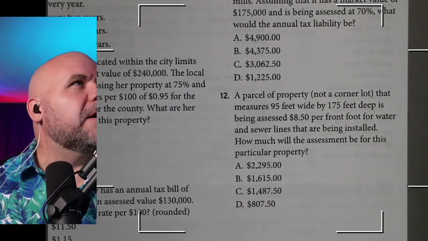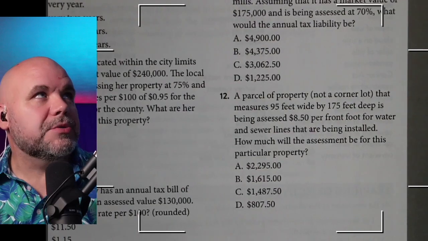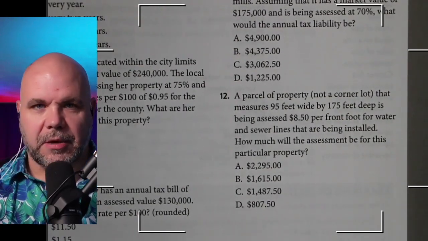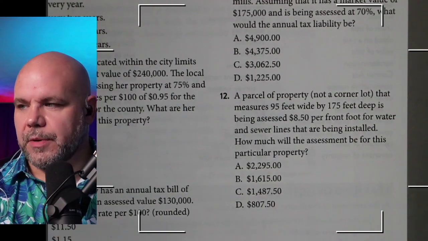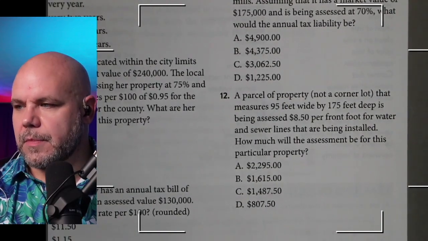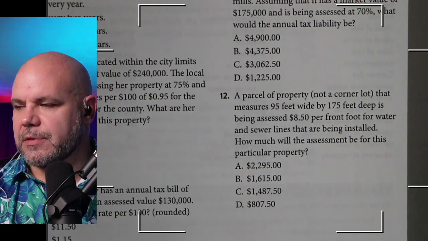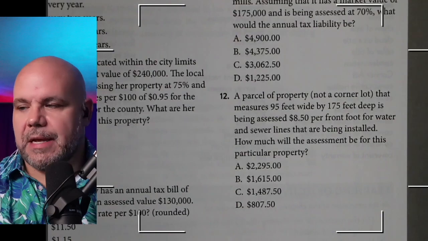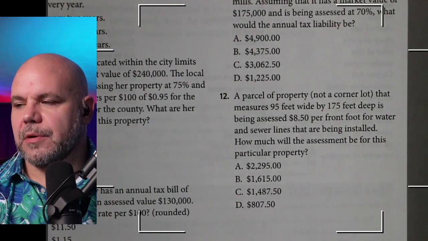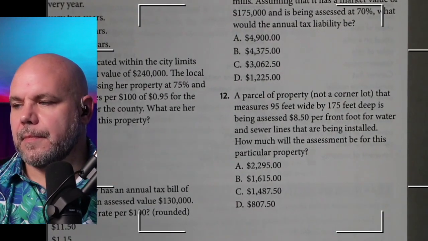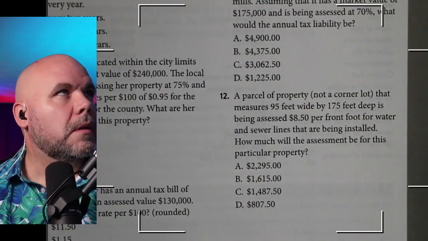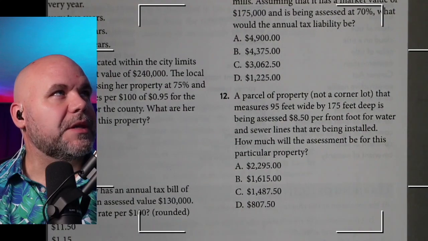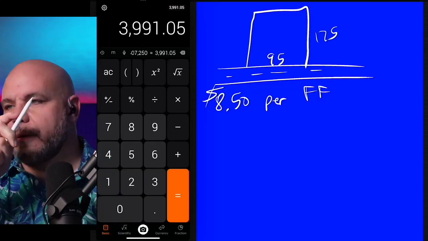What do we have? A parcel, not a corner lot, measures 95 feet wide by 175 deep. The deep is going to mean away from the street. So we've got the street. 95 is across the front. The 175 is depth back from the street. It's assessed at $8.50 per front foot for water and sewer lines being put in. How much will the assessment be for this particular property?